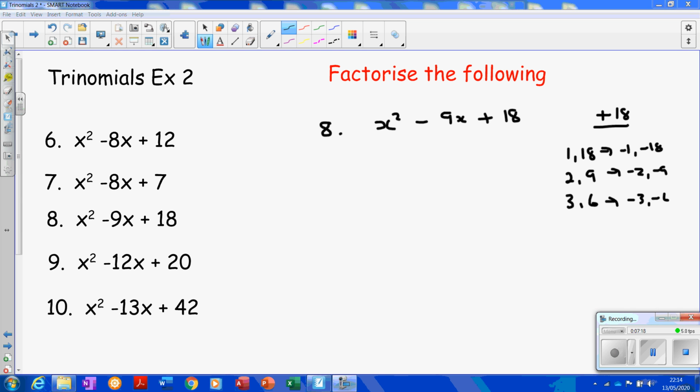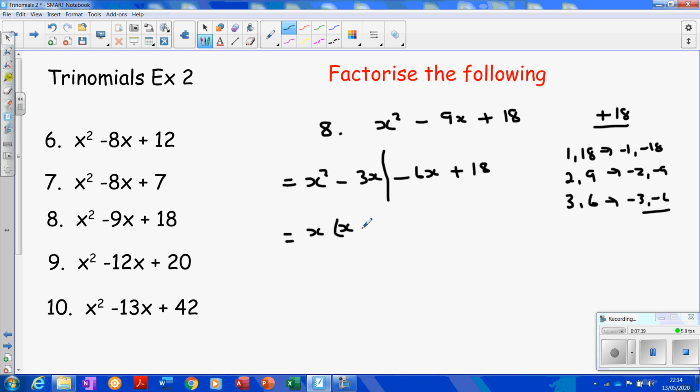Okay, question 8. It's factors of plus 18. I've listed them all down. Which pair gives me minus 9? And it's obviously that pair there. So that is equal to x squared minus 3x's minus 6x's plus 18. Split it down the middle. So we get x bracket x minus 3. And that bracket's repeated, x minus 3. What have I multiplied x by to get minus 6x's? So obviously minus 6. So repeated bracket, x minus 3, and the bracket from there and there is x minus 6.